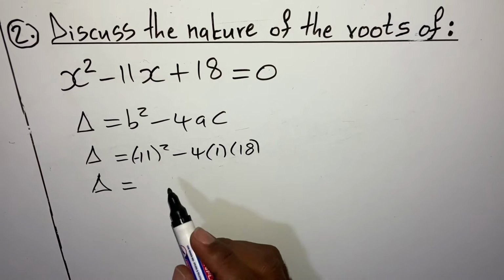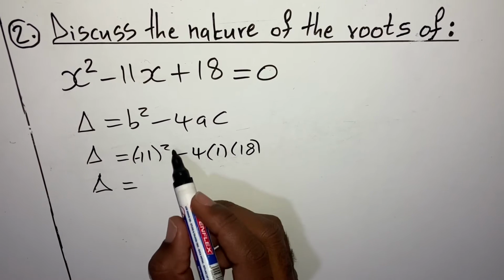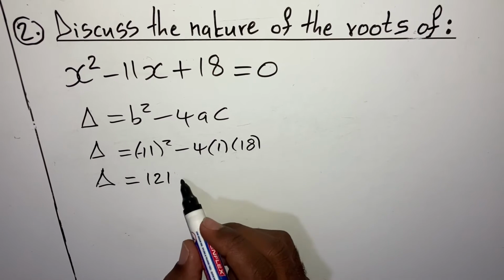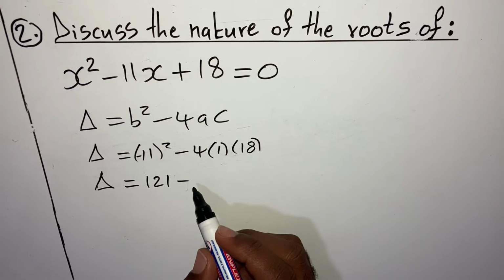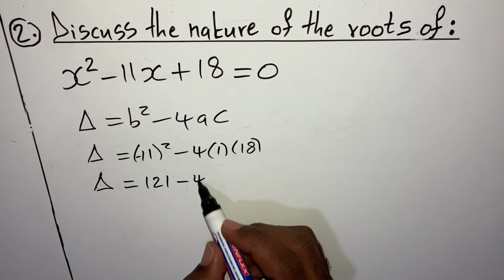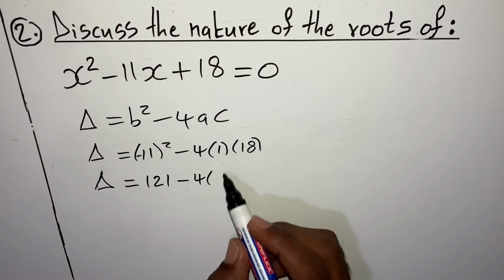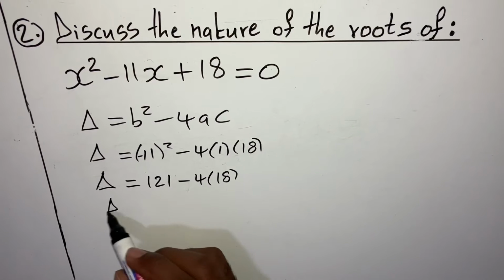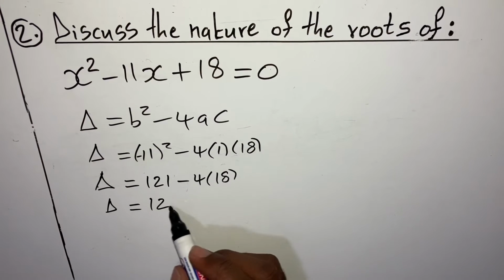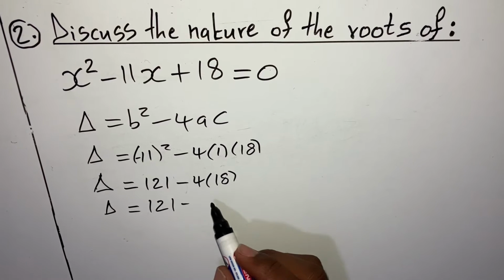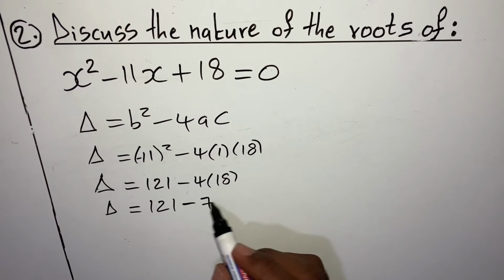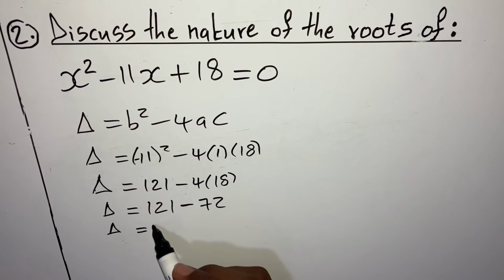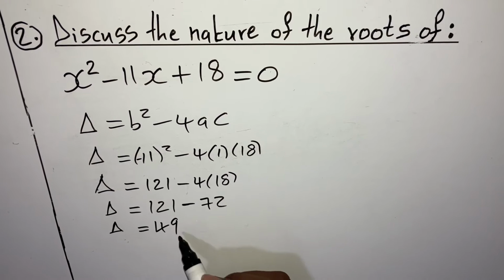Delta being equal to negative 11 squared, it gives you 121 minus 4 times 1 times 18, which is still 18. Then my delta is equal to 121 minus 72. Our delta being a 49.